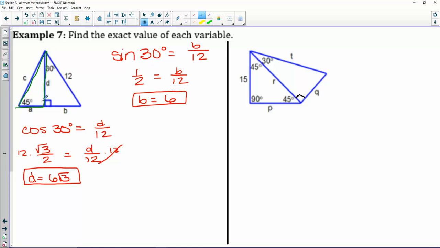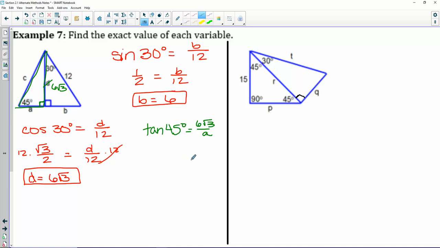Let's go ahead and work with it. This would have to be a right angle as well. I know side D we just found. That's 6 radical 3. So from 45, if I wanted to find A, is adjacent. 6 radical 3 is opposite. What trig function involves opposite and adjacent? So I could say the tangent of 45 degrees equals my opposite side, 6 radical 3, over my adjacent side, A.